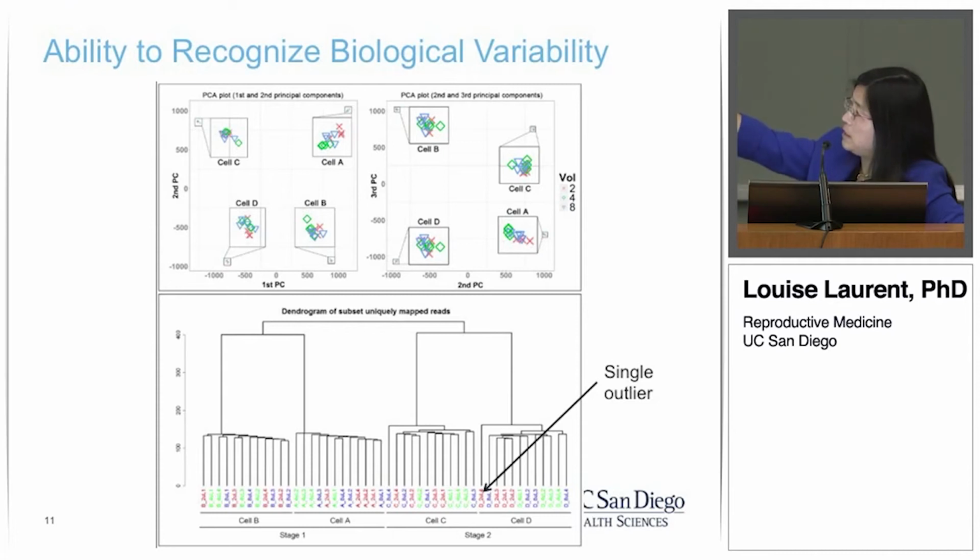Here, the PCA, there's two PCAs because the one on the left shows the first two principal components, the one on the right shows you the second and third principal components. But as you can see, it's all quite similar. The libraries from each cell cluster very well, and the different reaction volumes don't cluster even within a given cell.